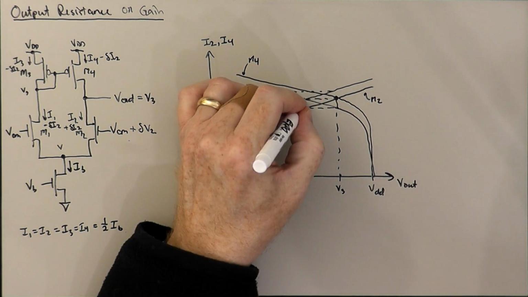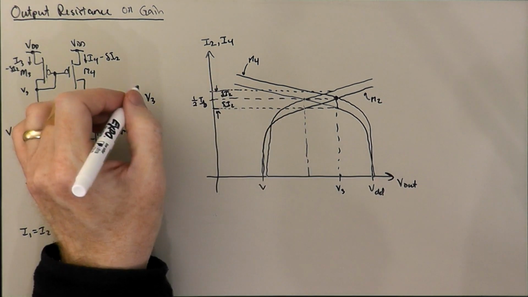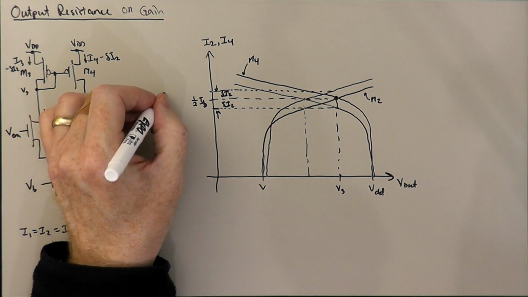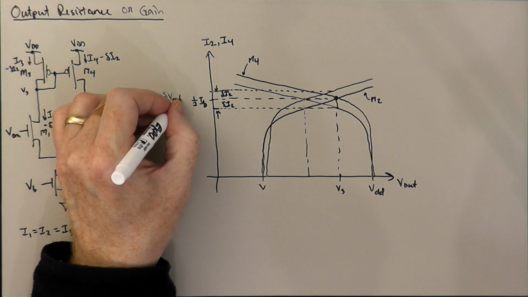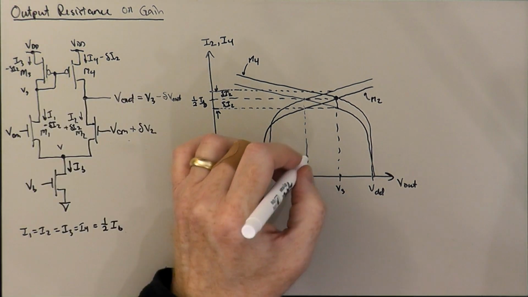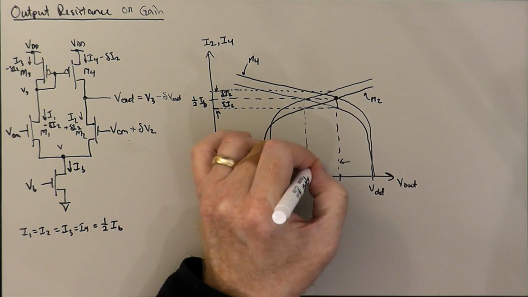And so V out will become V out minus a delta V out here, where this shift is delta V out.